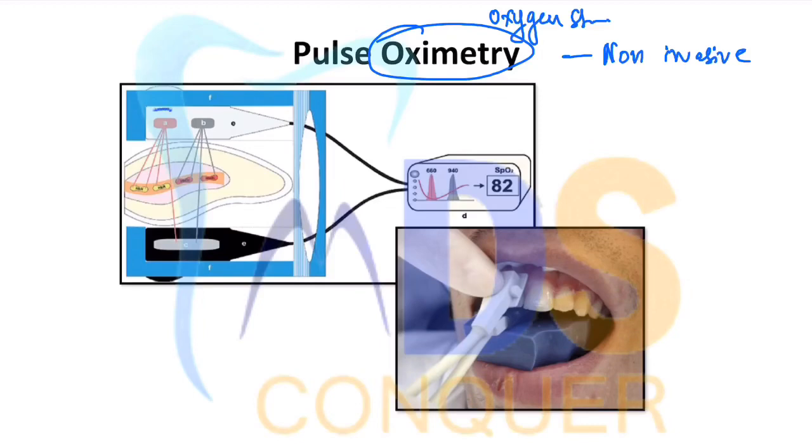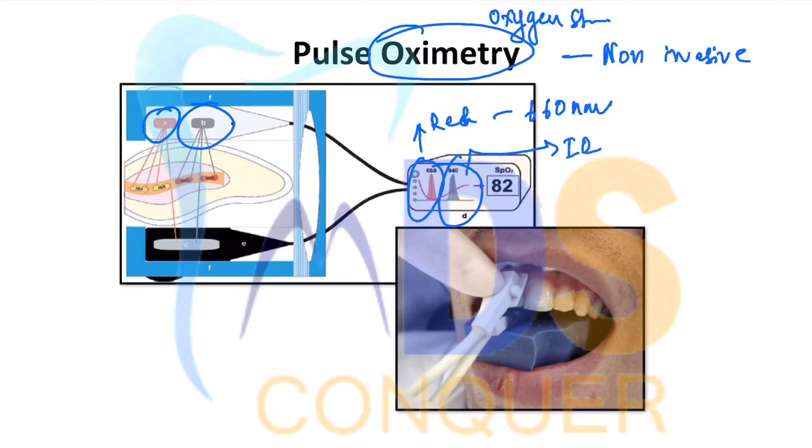Here you can see two types of wavelengths are used, clearly giving a hint. One is 660, the second one is 940. So what is 660? 660 is red light diode. So you have two diodes. One is red light diode, which is 660 nanometers. The other one is infrared diode, which is 940 nanometers. Most commonly asked questions are these numbers, 660 and 940.